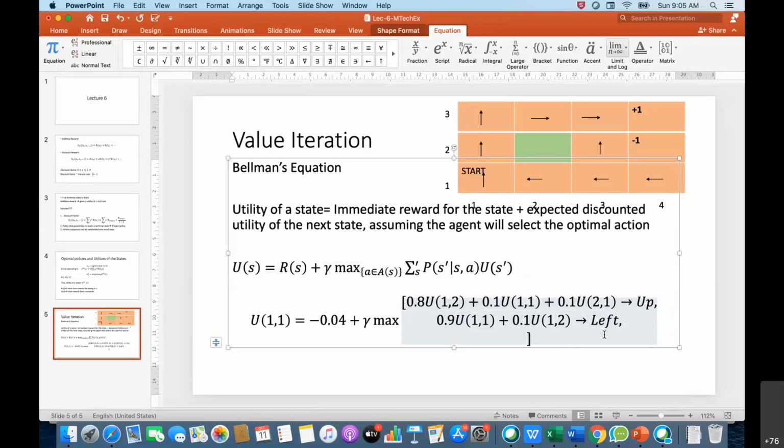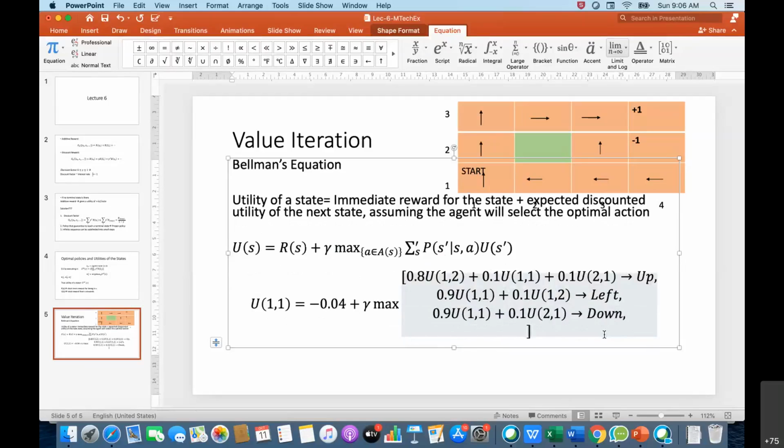Then there come two more intended actions. One is down. For down also, the probability of being there in block 1 1 will remain plus this. This is for going down. This is the intended action. This is for the intended action down.